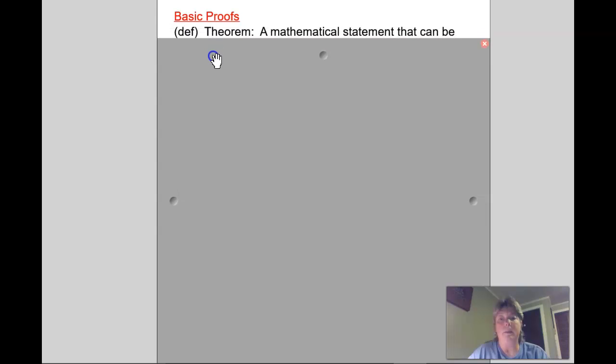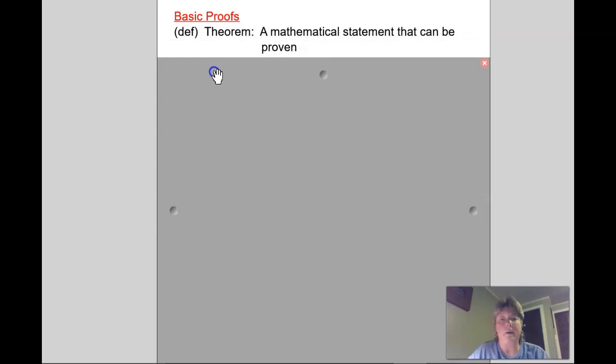And so what we're going to look at are some theorems. Theorems are mathematical statements that can be proven to be true. And once we've proven a theorem is true, now we can use that as a justification in a proof. So we're going to just do a couple of really short ones here.